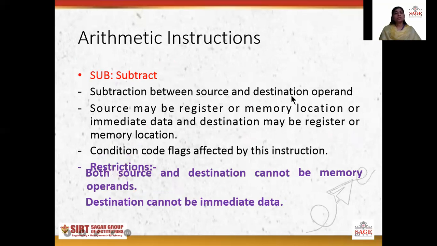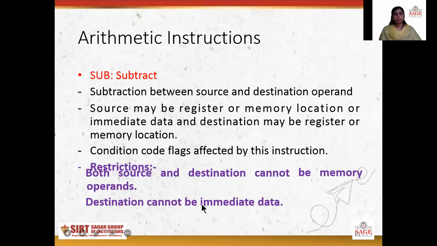Subtraction is between the source and destination operand. The source may be a register, memory location, or immediate data, and the destination may be a register or memory location. Condition code flags are affected by this instruction. The restriction is that both source and destination cannot be memory operands.